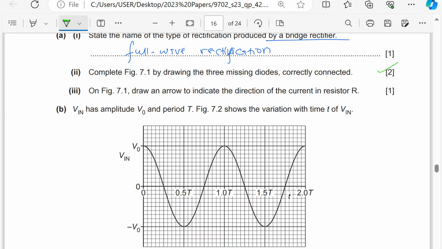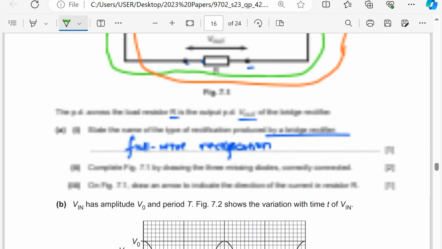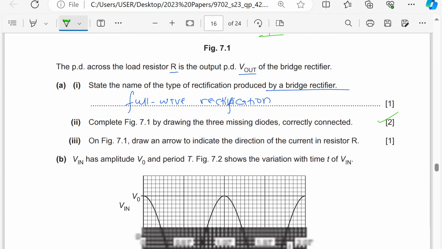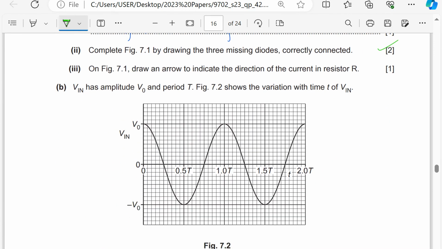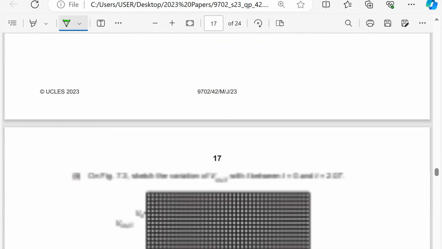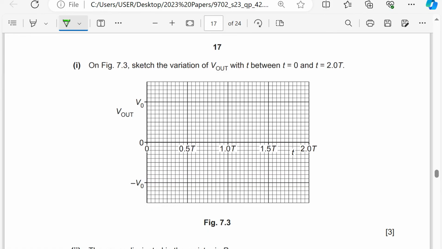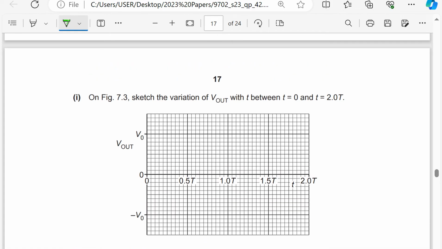V in has an amplitude V naught and period T. This figure shows the variation with T of V in. But this is full wave rectification, so it means the negative half cycles are inverted. So we shall have this. The negative half cycles are going to be inverted like this. That one is very easy because the negative half cycles are inverted. So we shall have 1, 2, 3, 4, 5. So our graph goes to this point.